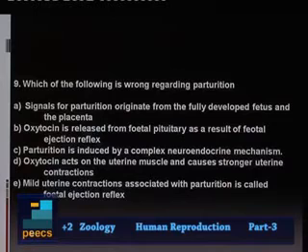So this is a wrong statement. Now coming to the other options, parturition is induced by a complex neuroendocrine mechanism. That is a correct statement. Oxytocin acts on uterine muscle and causes stronger uterine contractions. That is also true. Mild uterine contractions are associated with the fetal ejection reflex. So that is also true. So here we have only one wrong statement. That is option B. So the correct answer is option B.